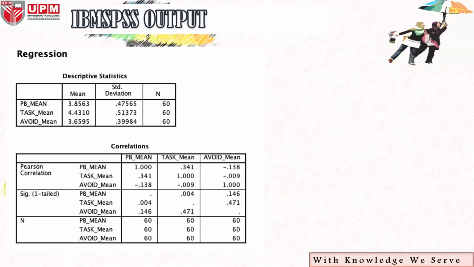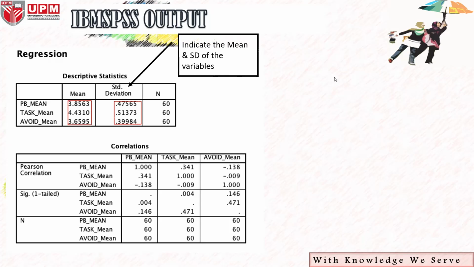The first table is the descriptive statistics table. Do we share similar findings? Yes, doctor. The first table will indicate the descriptive findings for our data set, so it should be consistent with the earlier analysis that we did. It shows the mean and standard deviation of the variables.